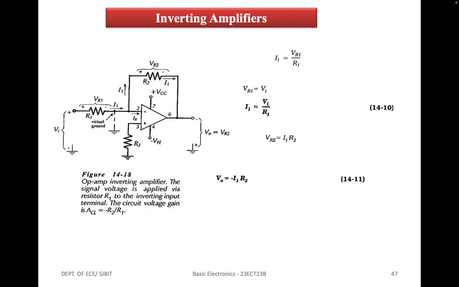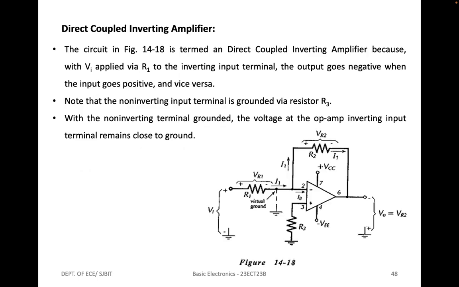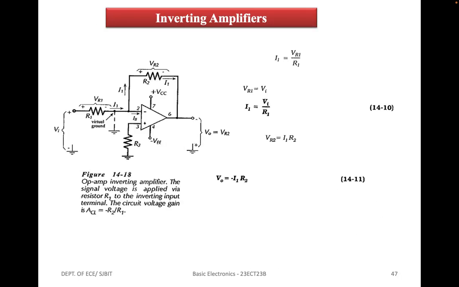So from the equation, Vi can be written as I1 R1. Therefore, the circuit voltage gain ACL, which is the ratio of output voltage to the input voltage, becomes equal to minus I1 R2 by I1 R1. ACL is equal to minus R2 by R1.